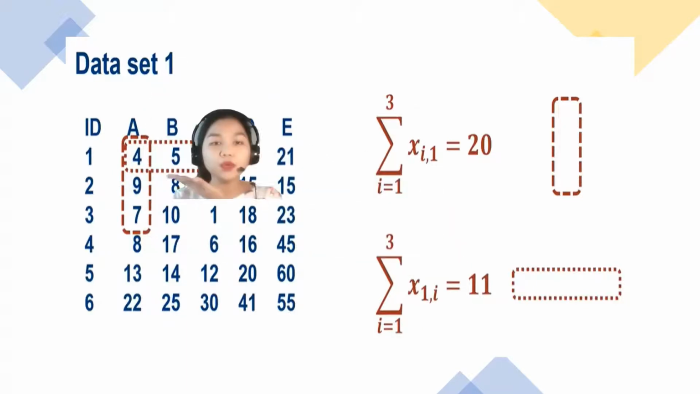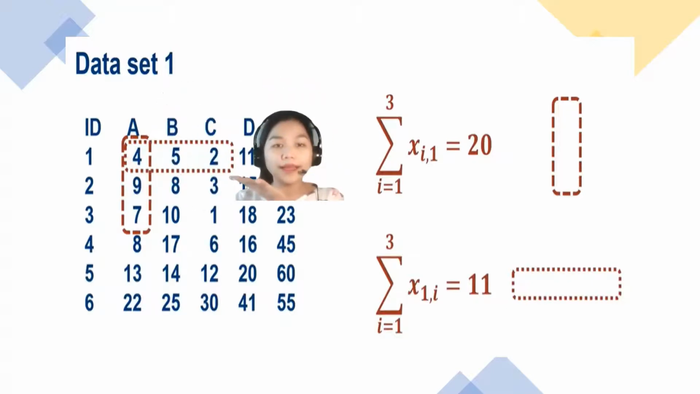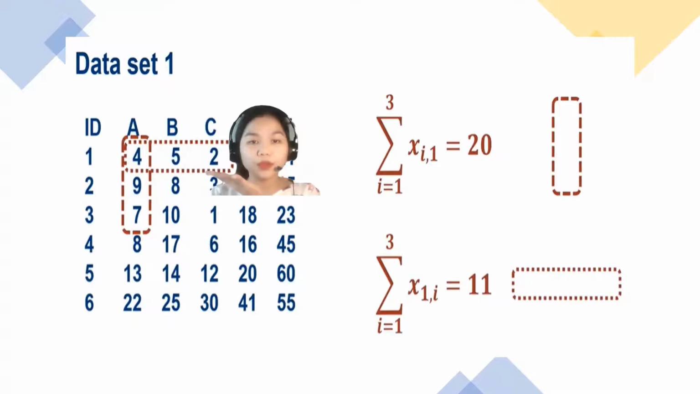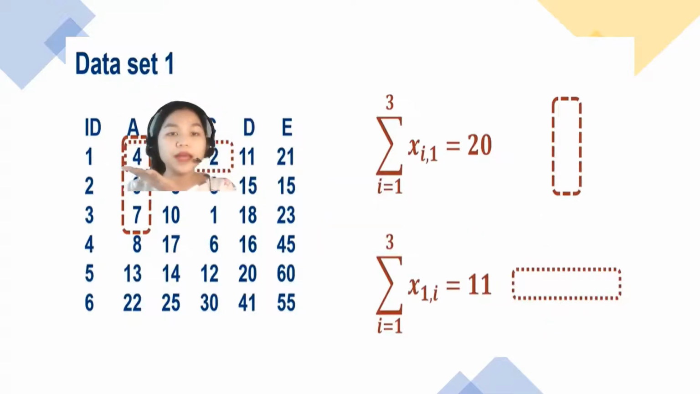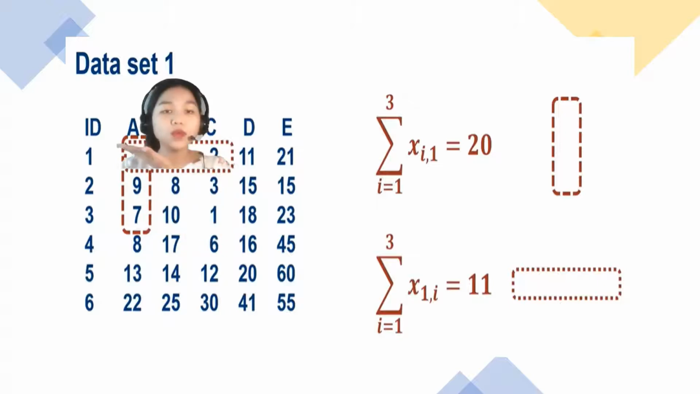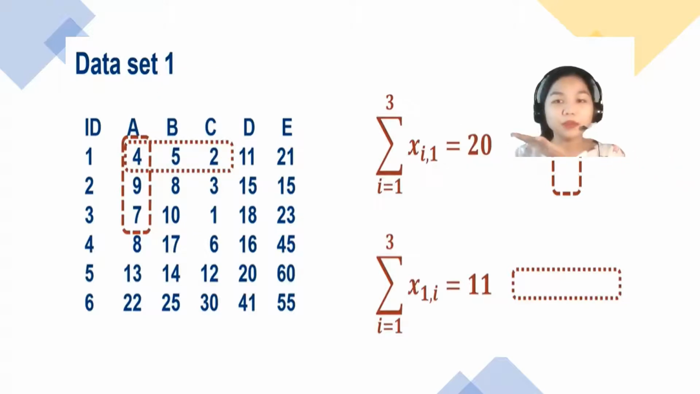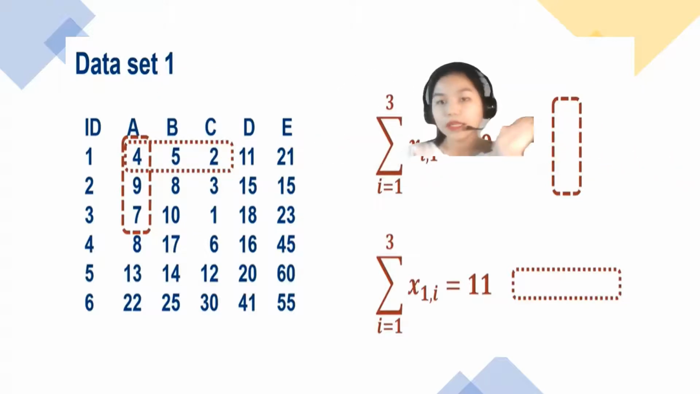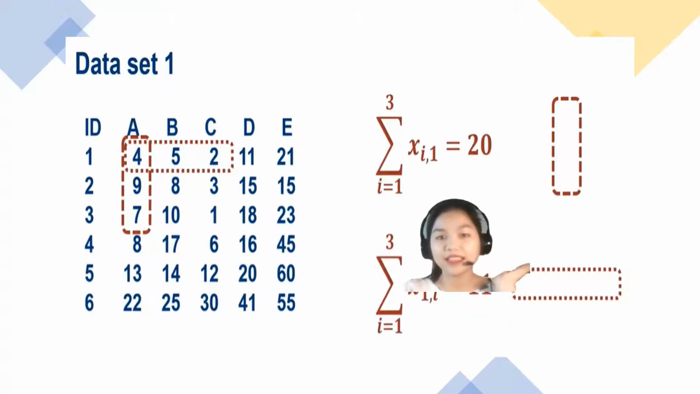Okay? Kasi po, ang tinutukoy po natin dito ay yung values ng row 1 na columns 1 to 3. Yun po to. Pero ang tinutukoy po natin dito ay ang values ng 1, 2, at 3 na rows, pero isang column lang po, which is 1. So, meron po tayo ditong dash rectangle at dotted rectangle.